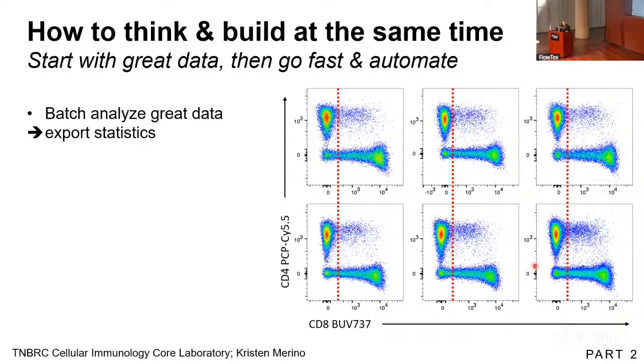So 1, always coming back to this concept, you have to start with great data. Great data is going to enable you to move fast. Do you know how much easier it is to batch analyze samples that all look like this? These are 6 different samples from the Cellular Immunology Core Lab, run on 6 totally different time points, different months apart. This is a reference control. And all I had to do was draw one gate, apply to all, QC, boom, boom, boom, boom, done. It is so much faster if you start with reproducible data.